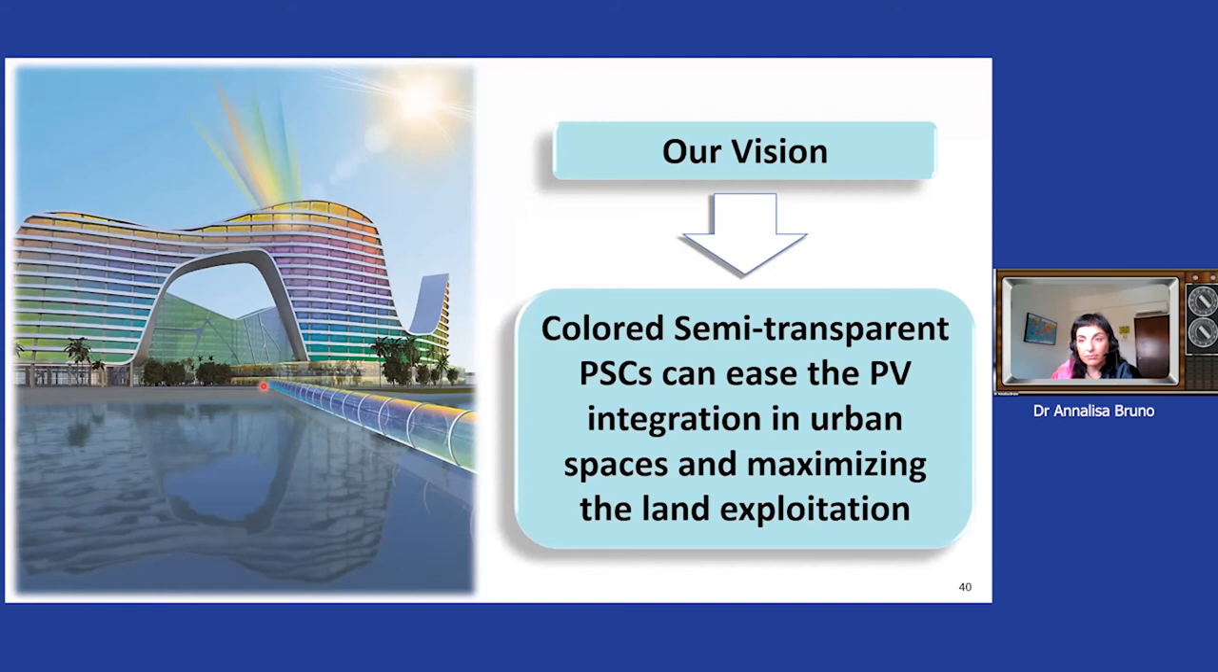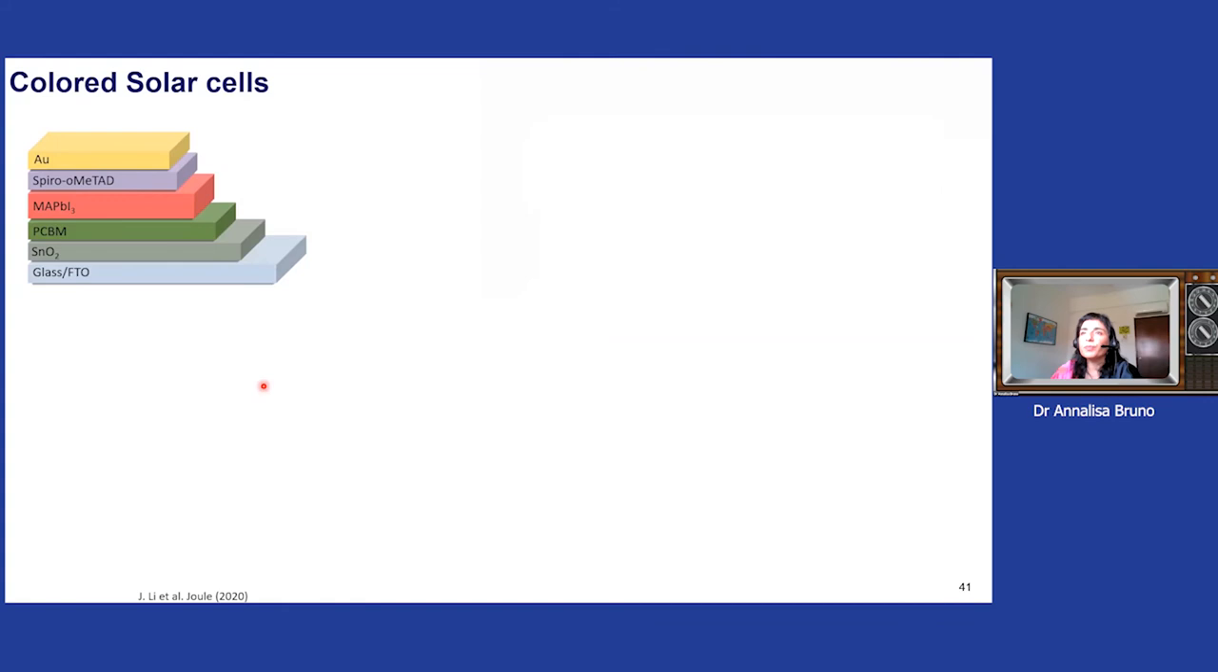Because this is a way to exploit the land, even in urban contexts where usually you don't have the space to have a solar farm. And so making these cells transparent, making them colored, they can be aesthetically appealing architectonical elements that can make them easier to be integrated. So this is the device structure that you have seen before.